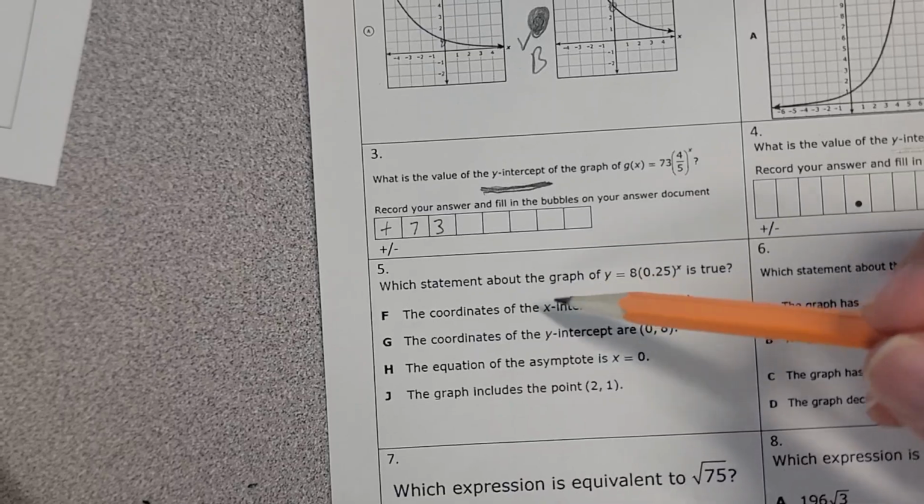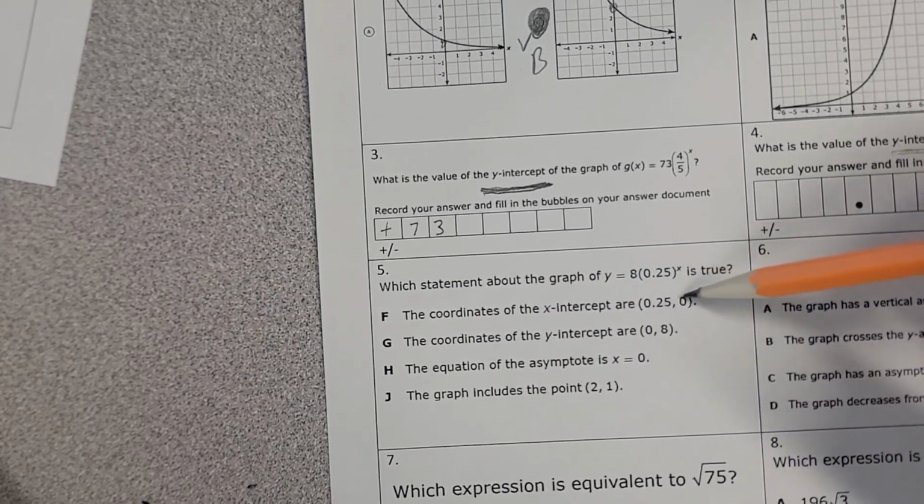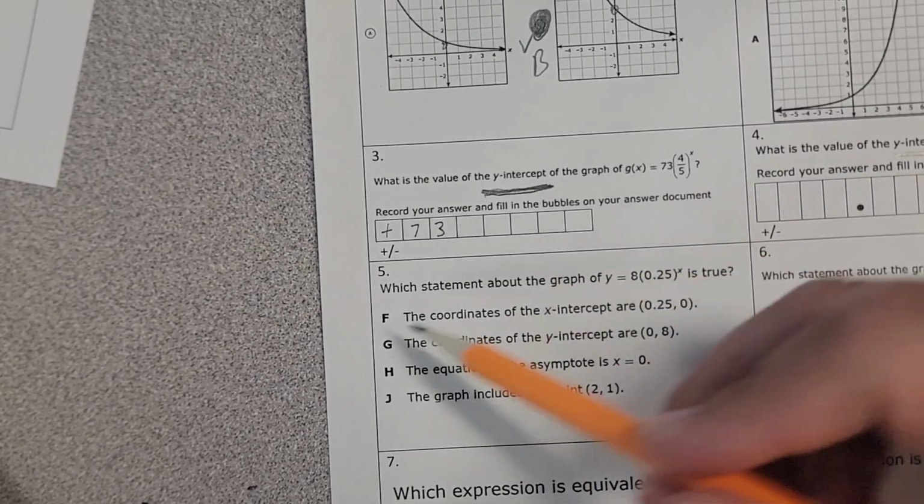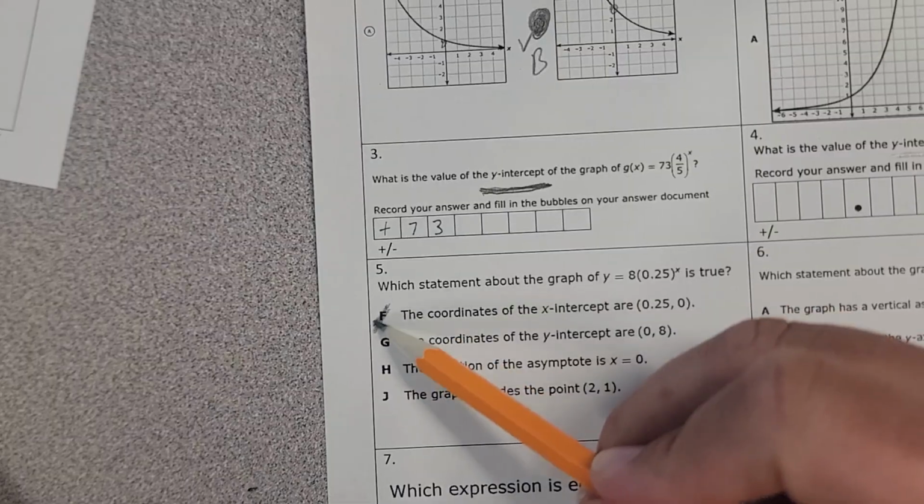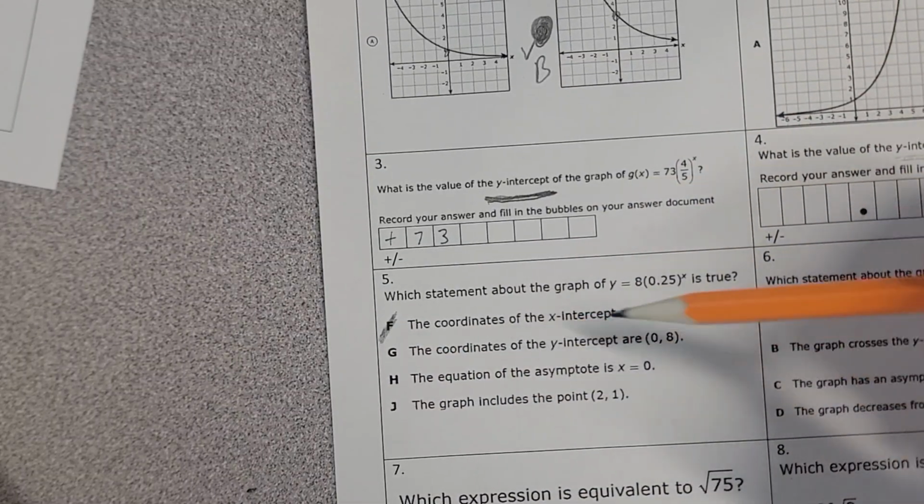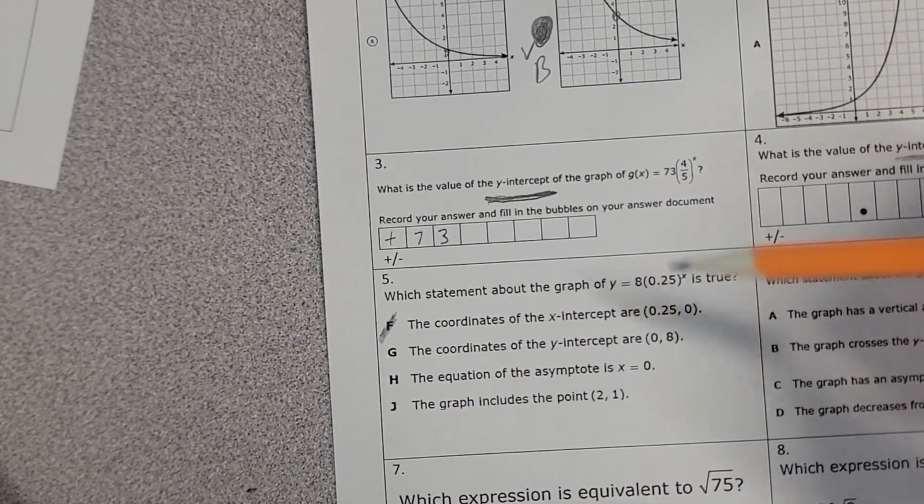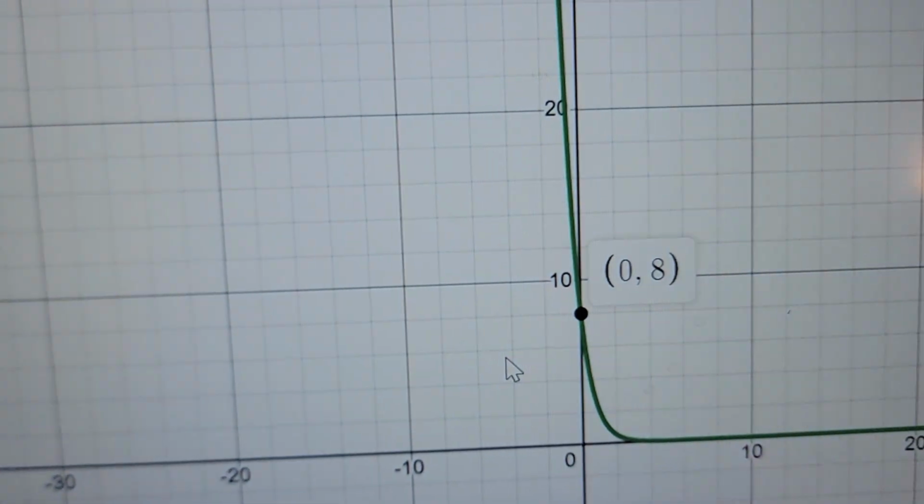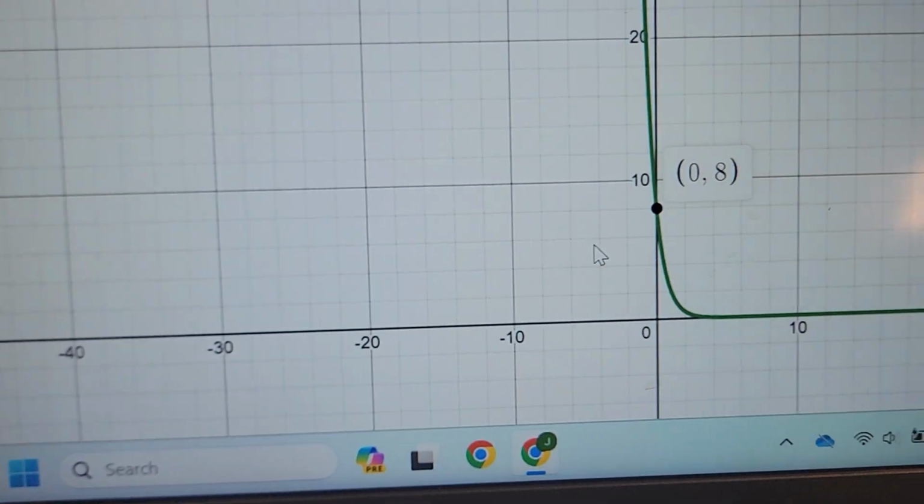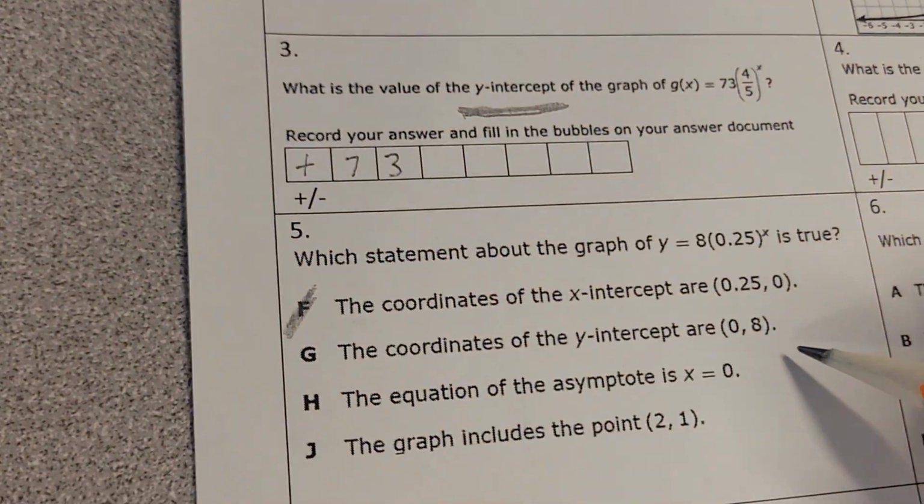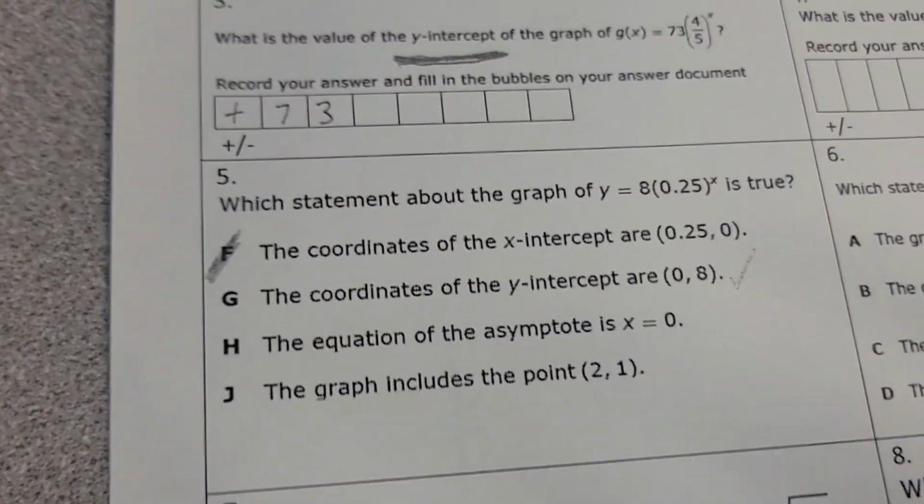The coordinates of the x-intercept are 0.250, right? This does not have an x-intercept, so cross it out. The coordinates of the y-intercept are 0, 8. All right, let's look at it. So my 0, 8, that's where it crosses the y line, so that's true. All right. Let's make sure there's nothing else.